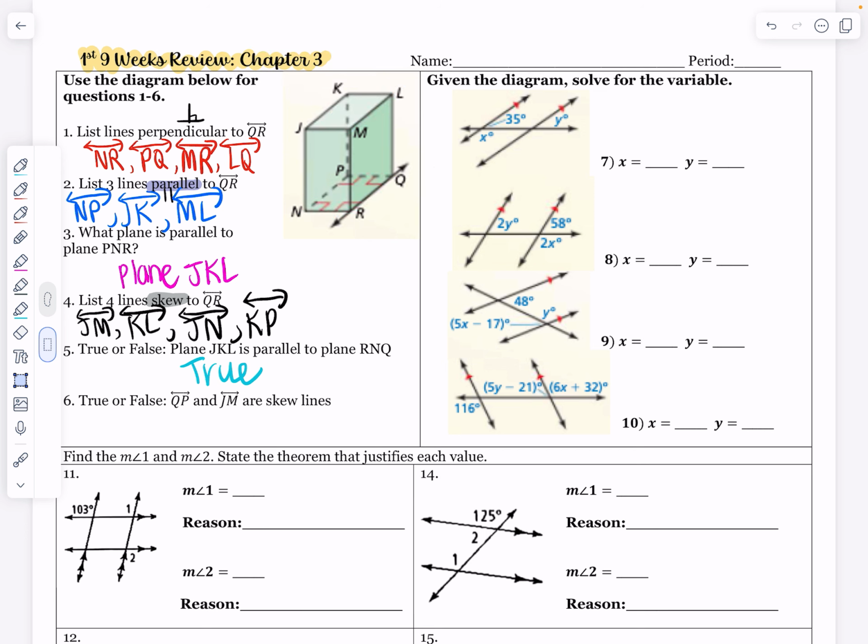True or false, line QP, so let's highlight that. Q is here, P is here, so there's that line. And JM are skew. Well, here's JM. Are those skew to each other? They are facing the same direction, meaning that there is a plane that exists through these two, diagonally through the box. There could be a piece of saran wrap stretched flat from JM to PQ, and so that is going to be false. Those face the same direction, and thus they are coplanar. I will do a new video for the next few.